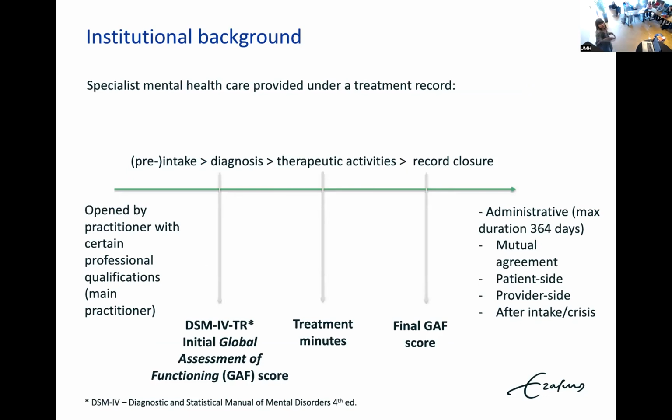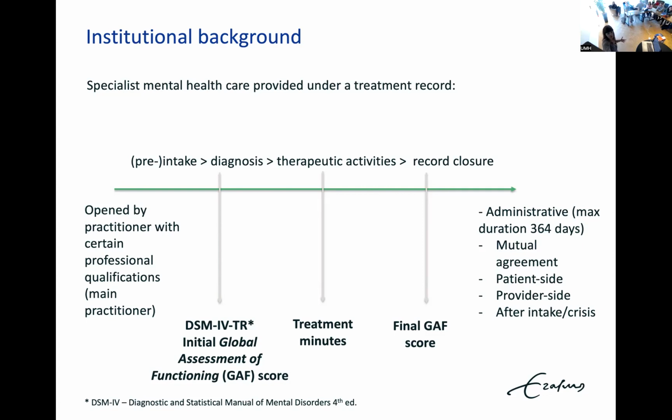So the treatment record is supposed to be this green line over here, just to give you a bit of a flavor of how we think through it or what it's supposed to be. It's opened by a practitioner that has to follow certain professional qualifications. In theory, there is one main practitioner that is the person responsible for the record and patient. Might happen more or less depending on the providers. There are several phases to it. There are 3 of them where we take the information that we are using. First, the diagnosis. The diagnosis is done according to the DSM-4, and we are also interested in the disorder, but also quite a lot in the global assessment of functioning, the GAF score.